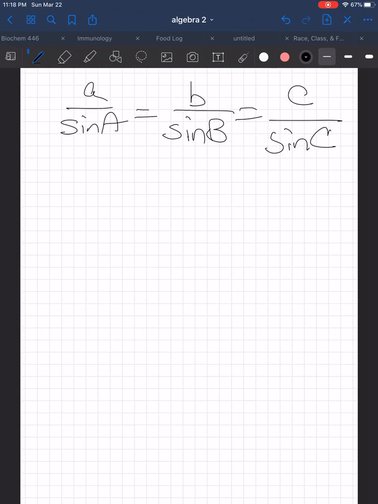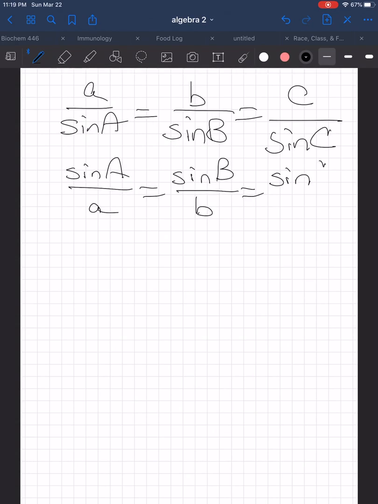And you pick any two of those, and because of the property of proportions, you could also have sine A over a, sine B over b, sine C over c. And remember, the uppercase C is the angle and the lowercase c is the length of the side across from that angle. So law of cosines is completely different, and at first you might not like it because it seems a lot more complicated, but it actually is a lot more useful than the law of sines.